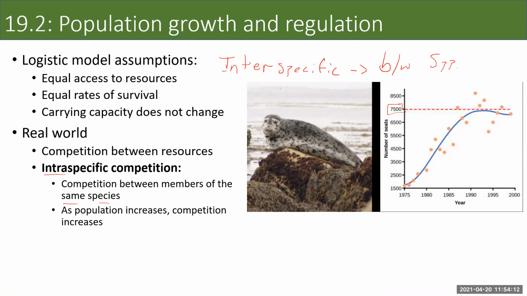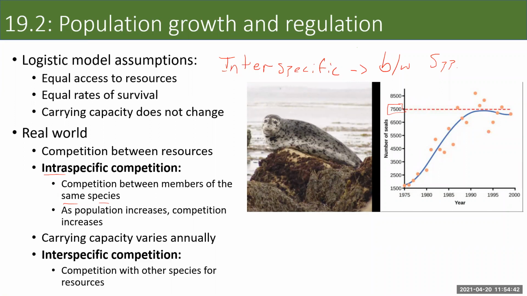And so that means that as populations increase in number, the intraspecific competition increases because you have a higher density and you're affecting the amount of resources that's available in that location. So that competition becomes stronger. And so then what we see is that the carrying capacity could actually vary annually. Your carrying capacity will vary based off of environmental conditions, right? And we actually have that interspecific here. So interspecific is competition with other species for resources.